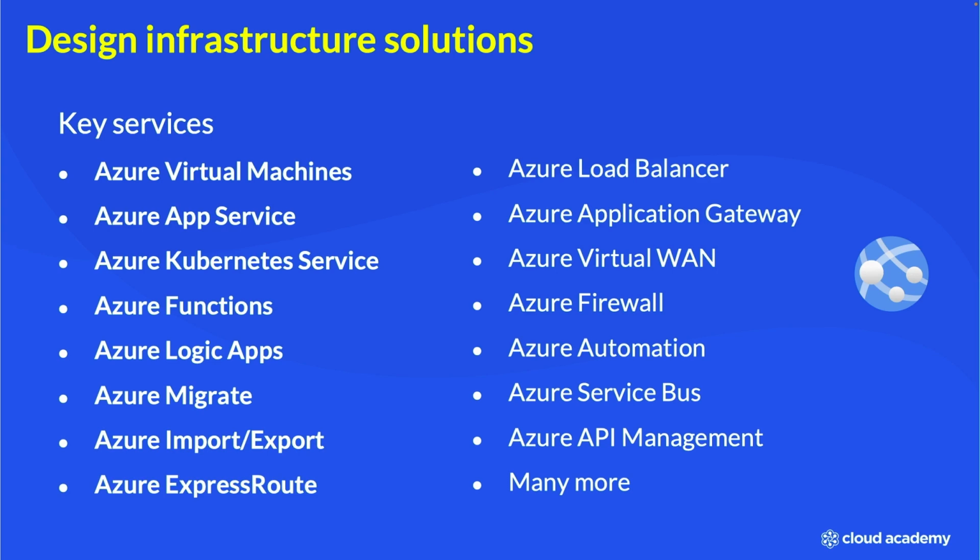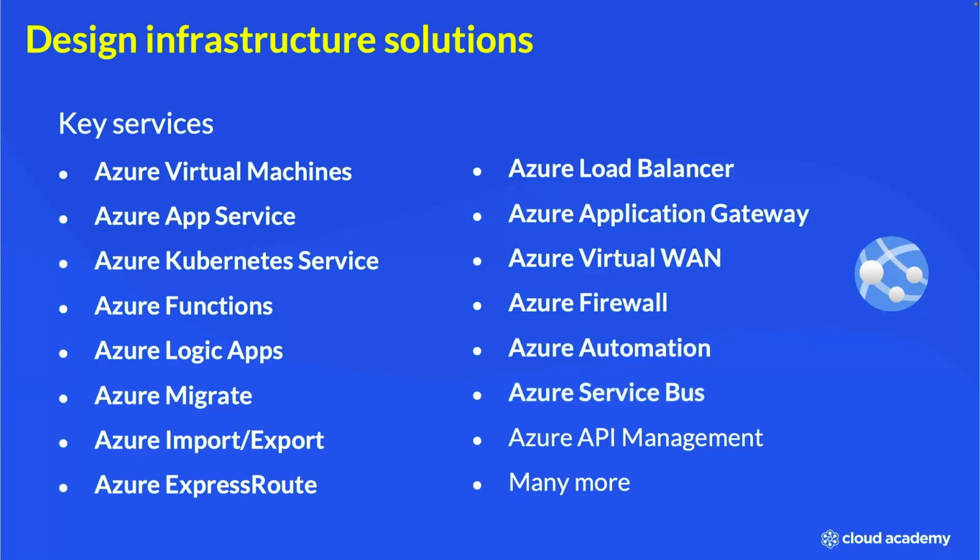Azure Express Route, for having a dedicated connection between your on-premises environment and Azure. Load Balancer, for distributing traffic among different virtual machines that are all hosting the same application. Application Gateway is similar, but it's specifically for web apps. Virtual WAN for wide area networks. Azure Firewall. Azure Automation. Service Bus, which is for messaging between software components. API management for hosting application programming interfaces for your applications, and many others. But I would say you should at the very least know these ones.